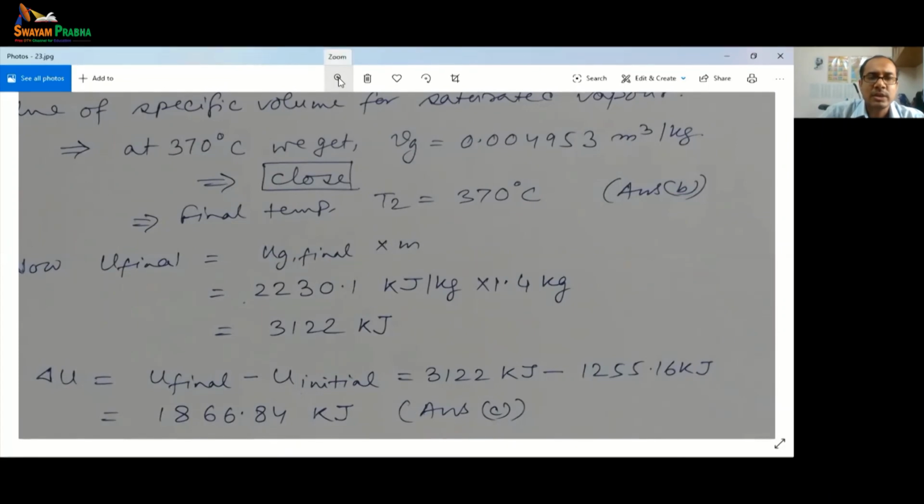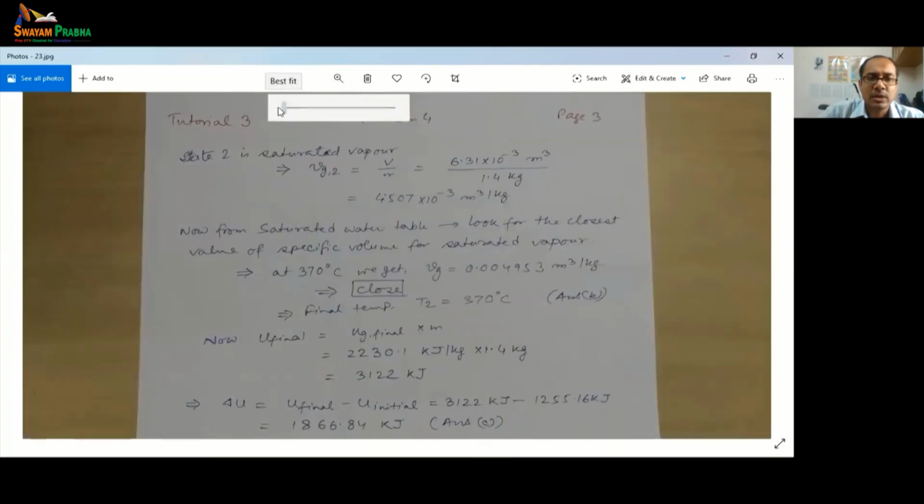Okay, so in this chapter we have looked closely at how the different values have to be found from this water table, your refrigerant table, for finding the properties and details of a particular state of a pure substance.